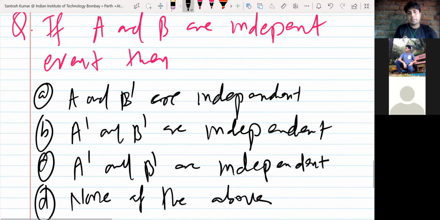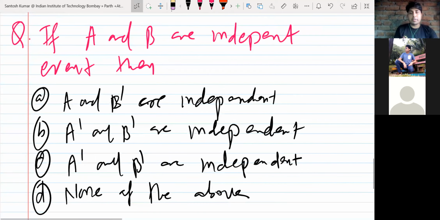Do you want to try it? Just use the definition. This is a theorem-type question. A and B are independent, so you know the meaning of independent: probability of A intersection B is equal to PA into PB. Now they are asking you whether A and B complement will be independent. You have four options, and you have to select whether each is true or false. I'll give you one minute. Try to prove the first option and tell me whether it is true or not.